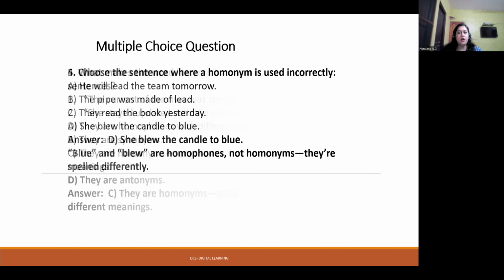Choose the sentence where a homonym is used correctly. He will lead the team tomorrow. The pipe was made of lead. They read the book yesterday. She blew the candle to blue. The answer is option D. In one instance, blue refers to a color, and the other, blew, is the action of blowing air.